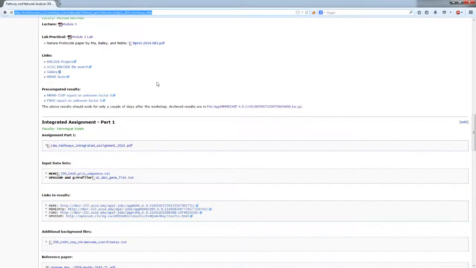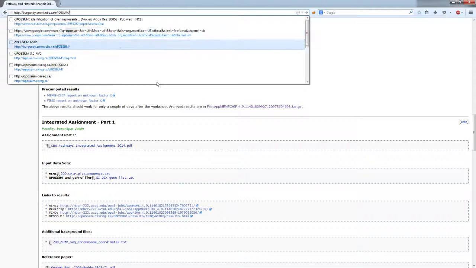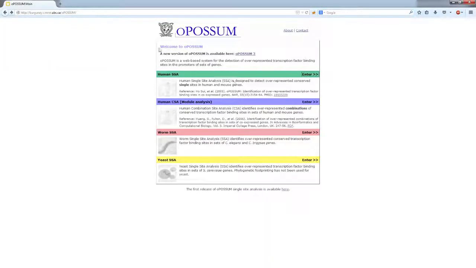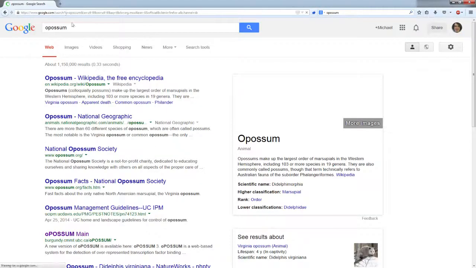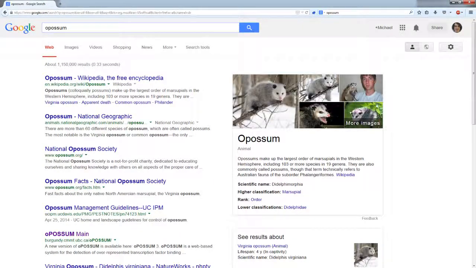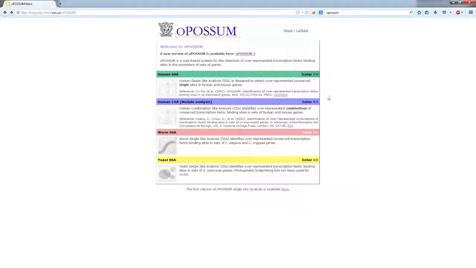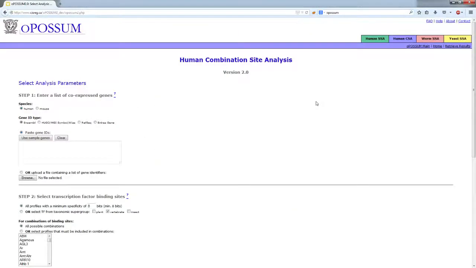Well, I believe you need to have a set of co-regulated genes and also a set of background genes. Oh, that's not good. If I'm on the right page. That's really helpful. Isn't this the page I was just on? I hope they fix oPOSSUM by the time for your lab. It's different in the picture.